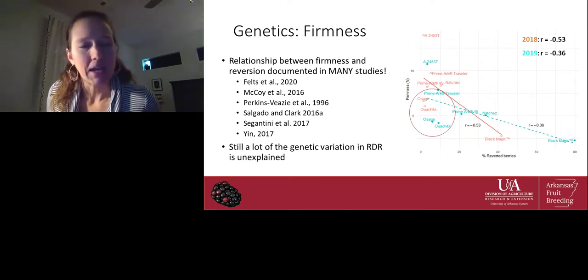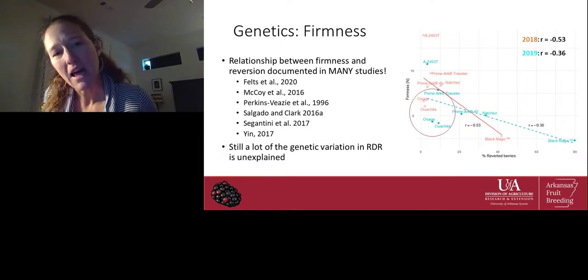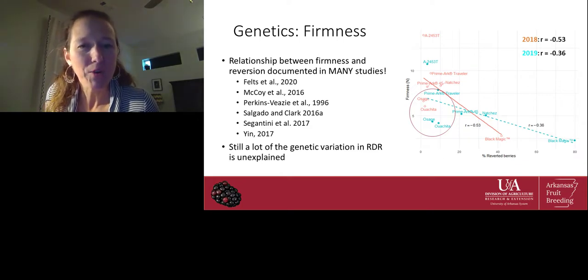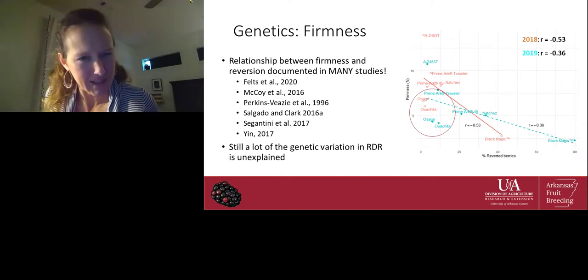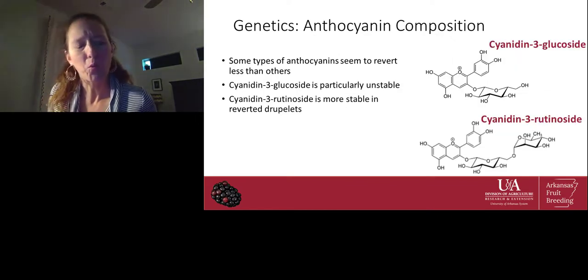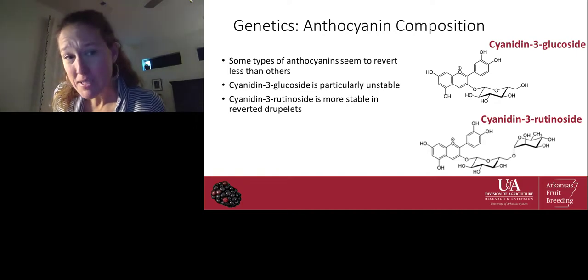And this has been documented in many studies, but a lot of the genetic variation in red drupelet reversion is still unexplained. So Osage in particular, and also Ouachita, did a lot better. They had a lot fewer reverted berries on the x-axis here than you would expect, considering how firm they are plotted on the y-axis. And so one possible explanation for capturing some of this variation that we can't explain with firmness is that there could be some changes in anthocyanin composition.